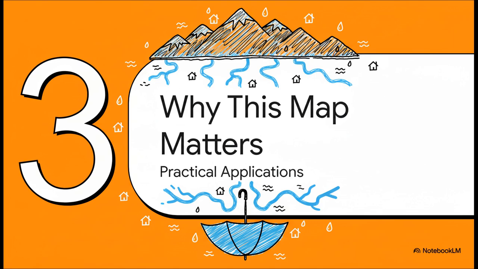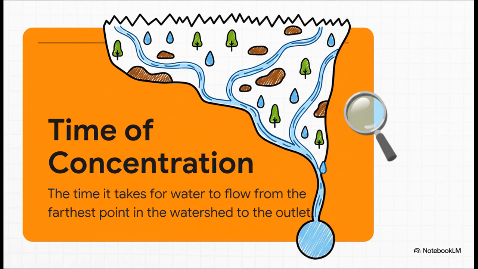Okay, so we've defined a watershed, we've organized its streams, we've even drawn its boundaries on a map. But why does any of this matter in the real world? This is where we get to the practical stuff. You see, knowing the exact size and shape of a watershed lets engineers calculate really critical variables. And one of the most important is what's called the time of concentration.